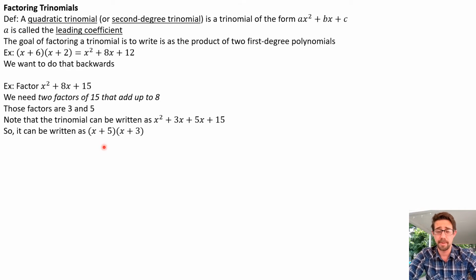Now go ahead and FOIL that back out, even if it's in your head. That's going to be x squared plus 3x plus 5x plus 15, which combines into x squared plus 8x plus 15. Okay? So that's what we mean by factoring a trinomial. And that's what I mean when I say it can be a bit of a guessing game. You have to find those two factors, and you kind of just have to guess them. And the more you do this, the faster you'll get, and they'll just jump out at you.